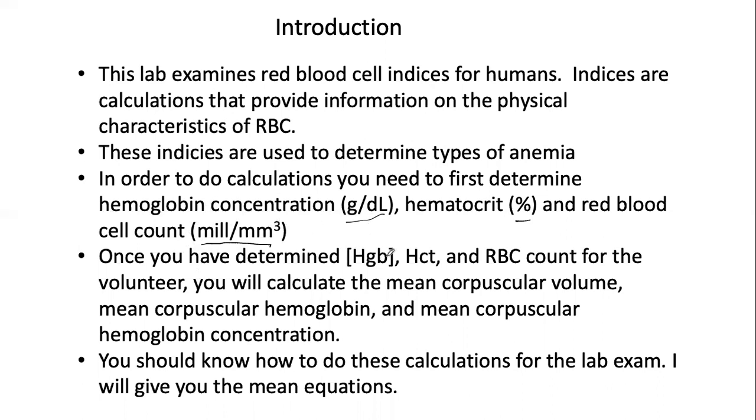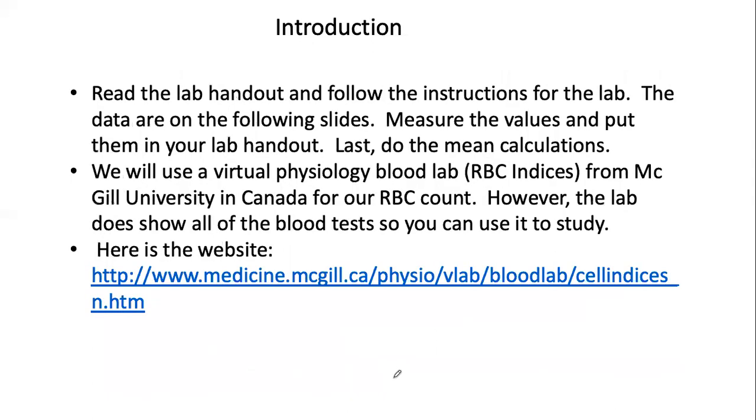And then once you've determined these, you're going to use them to calculate the mean corpuscular volume for the volunteer, mean corpuscular hemoglobin, and mean corpuscular hemoglobin concentration. You should know how to do these calculations for the lab exam. I will give you your hemoglobin, hematocrit, and red blood cell count, and I'll give you the equations. You should be able to plug them in and get an answer, and then tell me if that answer is normal or not.